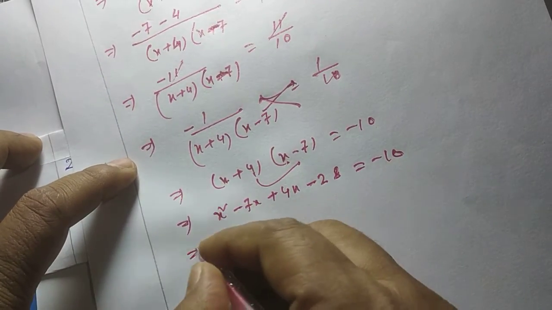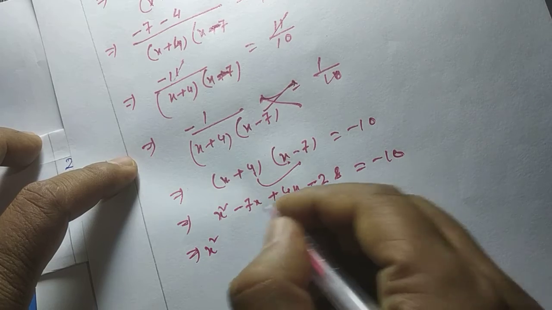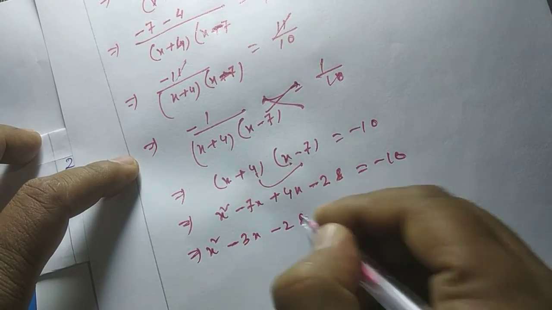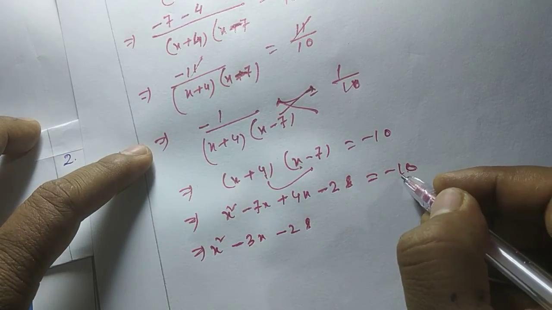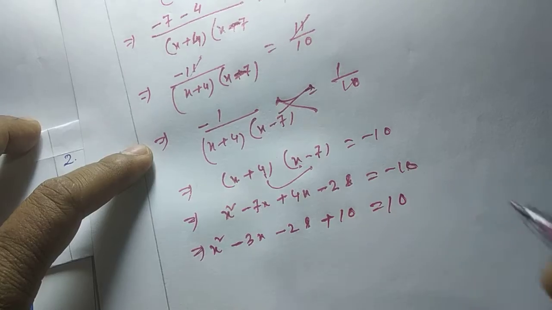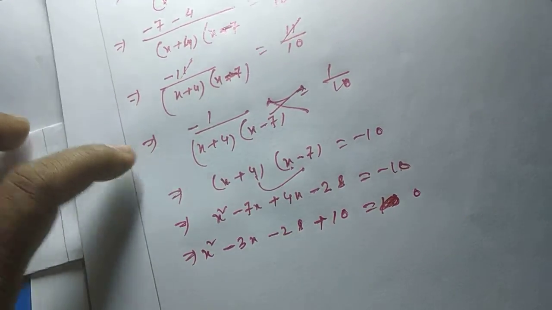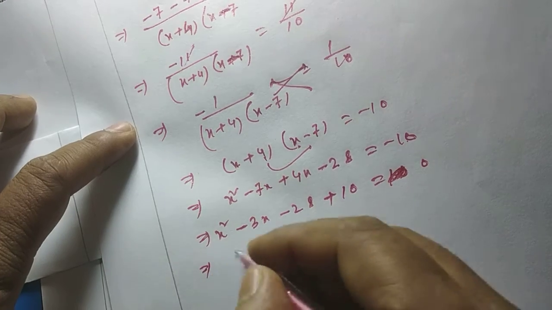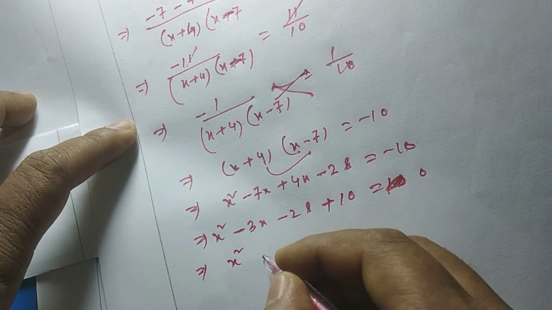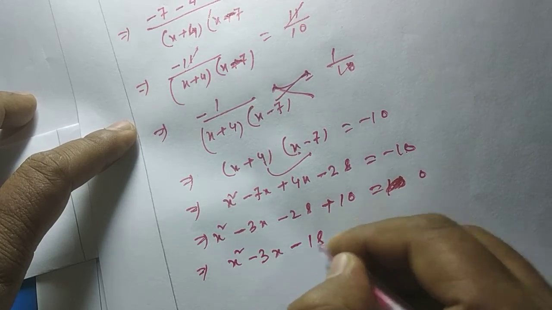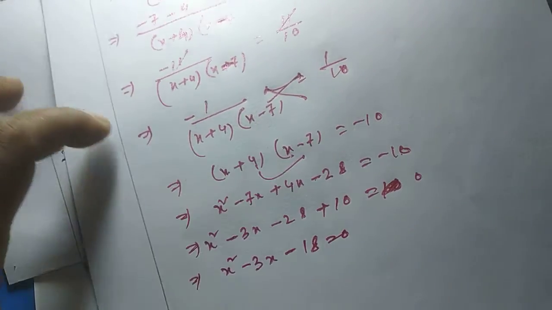Now it becomes x square minus 7x plus 4x minus 3x minus 28. Let us bring minus 10 on the left hand side. It becomes plus 10. Sorry, 0. Correct? Now it becomes x square minus 3x minus 18 equal to 0.